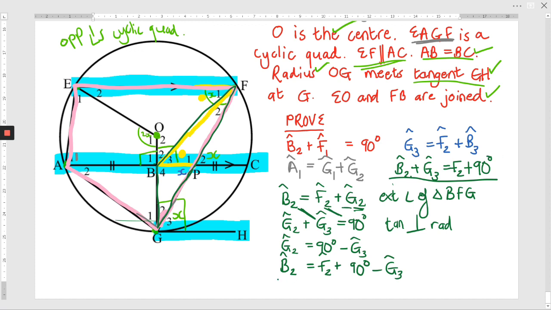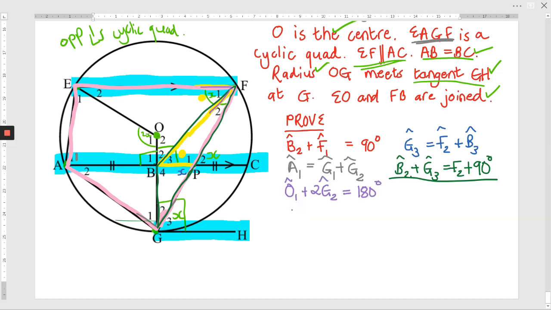This is just rearranging an equation now, so I'm just going to go B2, and I'm going to move the G3 across. G3 there equals F2 plus 90. So sometimes this is just about figuring out how to rearrange and getting quite a bit of practice in rearranging. Okay, so let's do some replacing here.